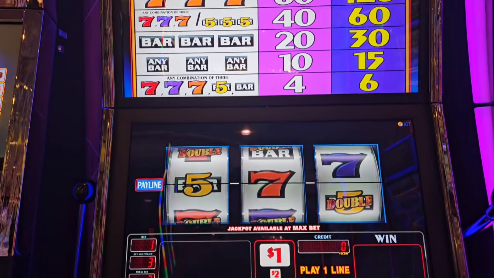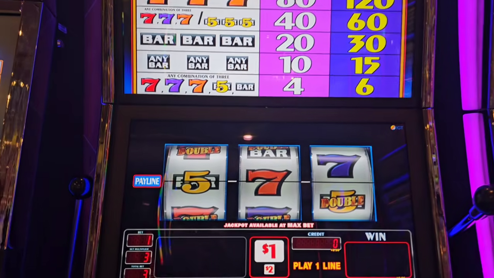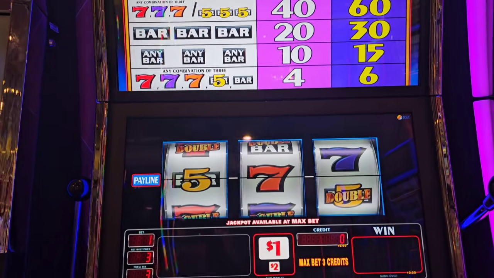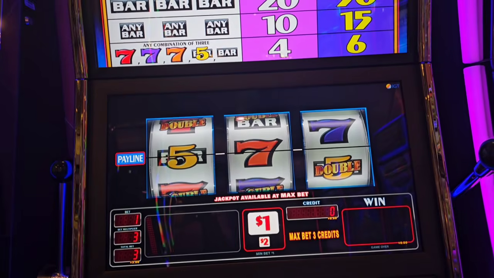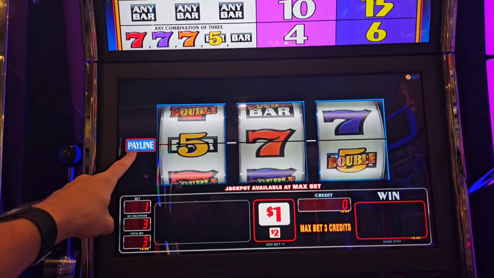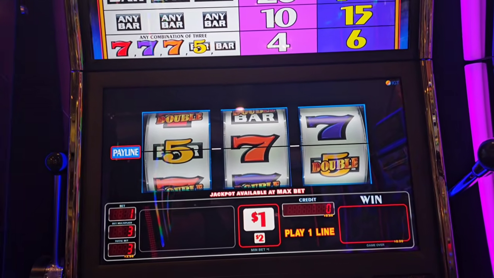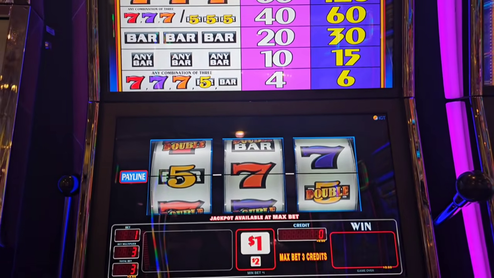So while this is an older machine, and people tend to say older machines tend to have lower volatility, there are aspects that would make this a high volatility machine, and that's one single pay line makes it high volatility as well. So looks can be deceiving.